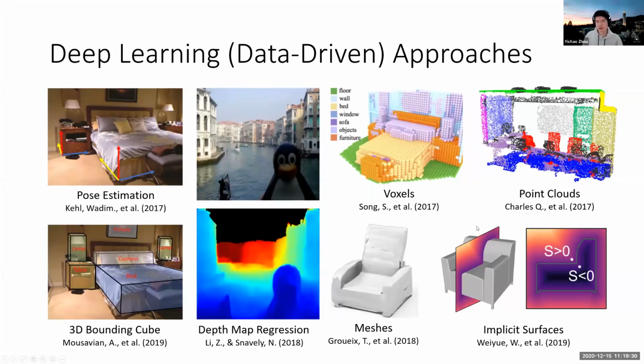Recently, there's also a line of work on how to predict more salient structures just from single images, like voxels, point clouds, meshes. And recently, I think this is really popular, implicit surfaces.